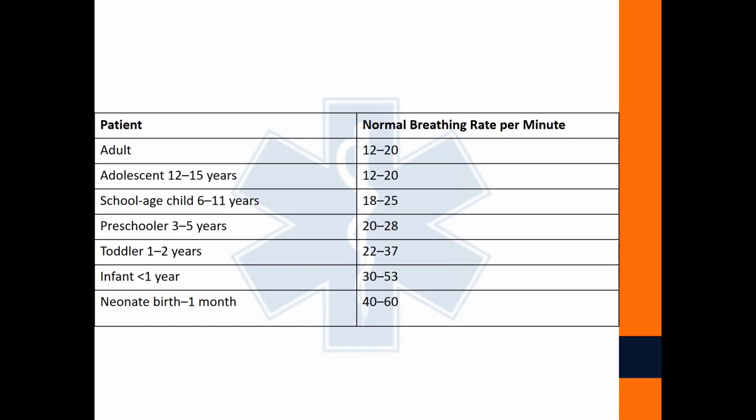Being rate dependent though, neonates and babies up to 1 month of age, that 40 to 60 times a minute is very, very important to them. That 40 to 60 times a minute is really what's going to keep them a normal, healthy, functioning little kiddo.